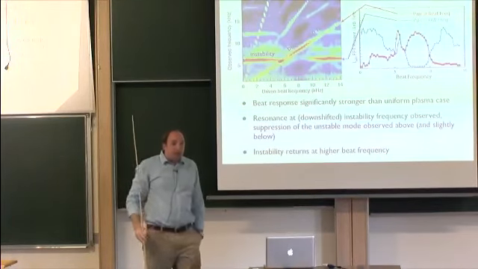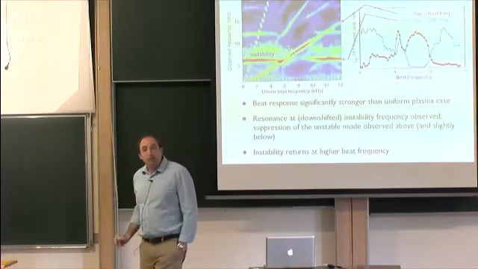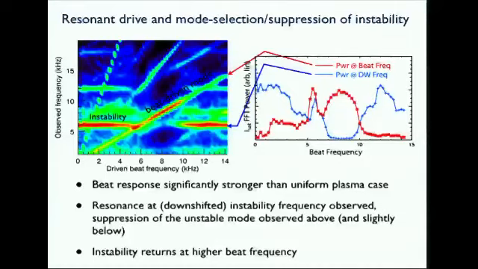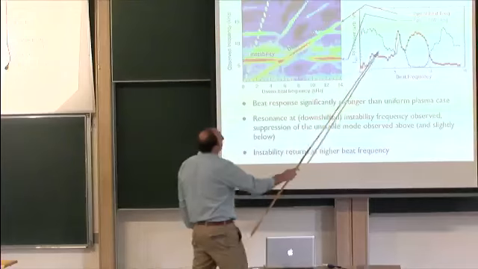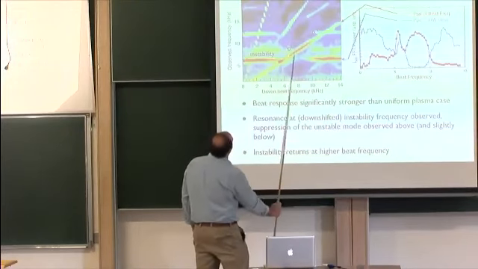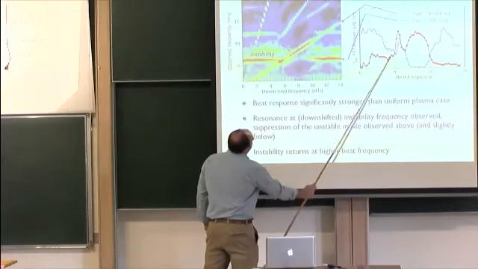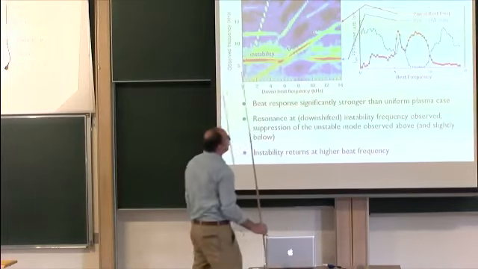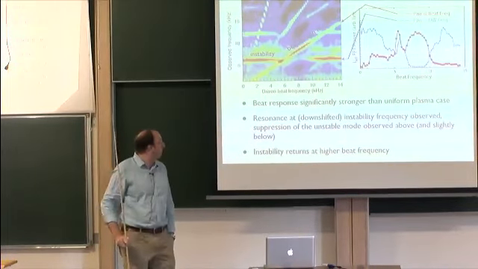Now when we first did this, I was thinking that maybe we could resonantly drive the drift wave, and you do see a brightening around the instability frequency. You can see that here. This is a cut through the beat wave power, and you can see it brightens around, a little bit downshifted, but around the same frequency.